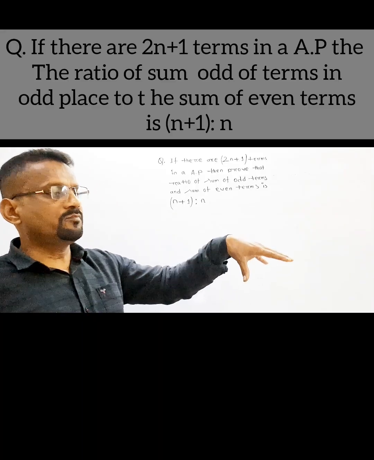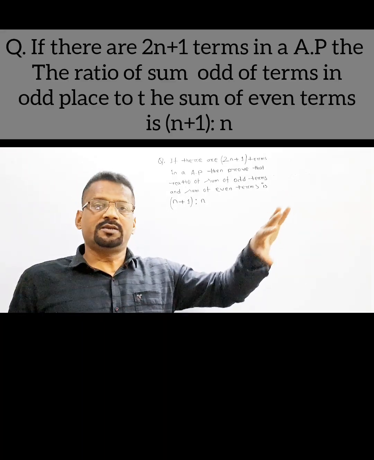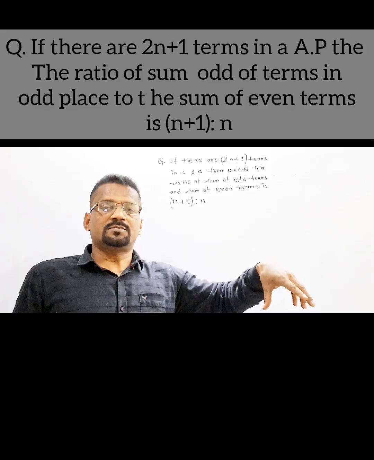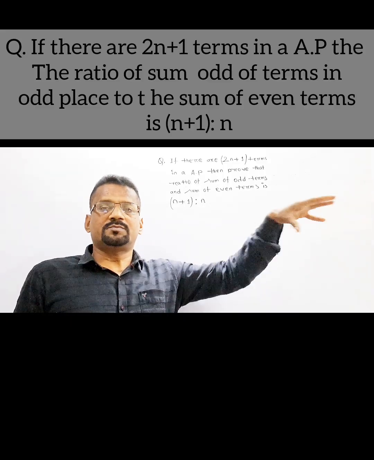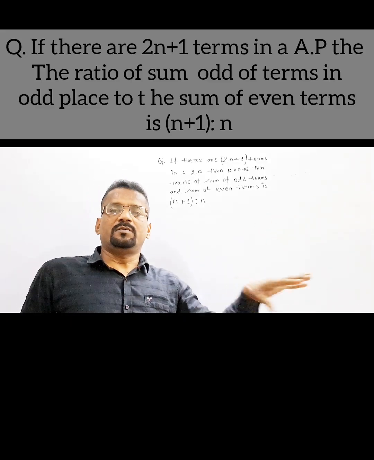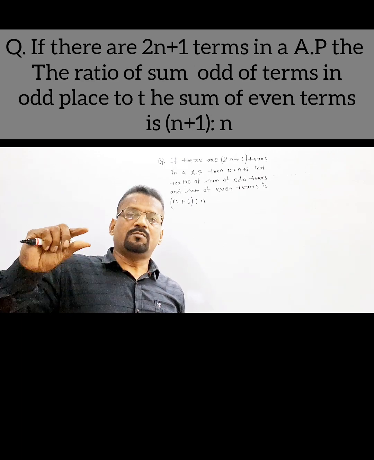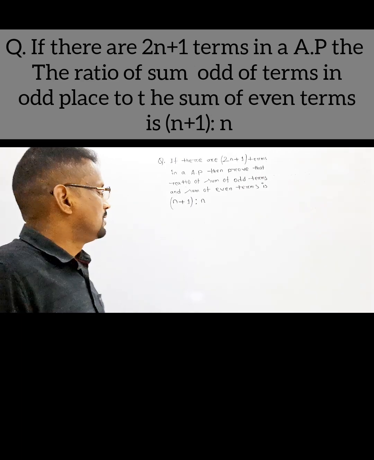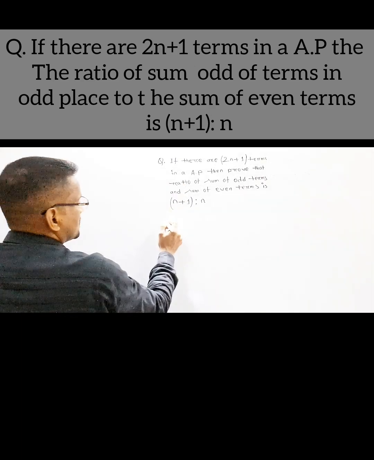So sum of odd terms means sum of all the terms which are in odd places. I mean to say first term plus third term plus fifth term, that way. Sum of even terms means the terms which are in even places. So see how to prove it. Solution.